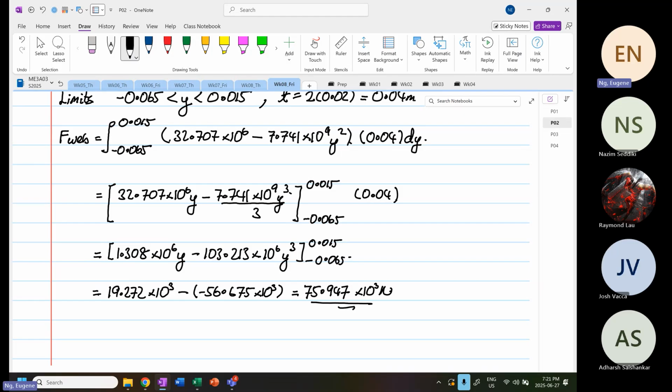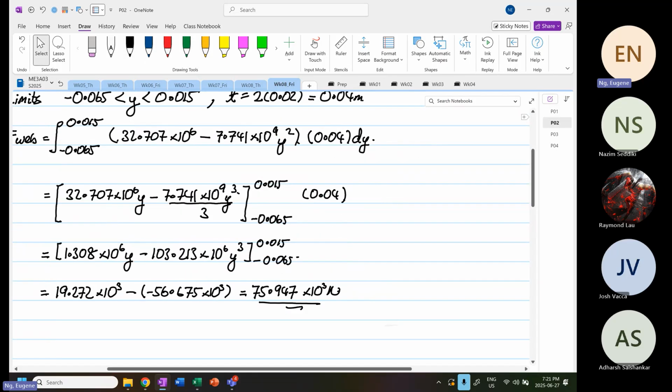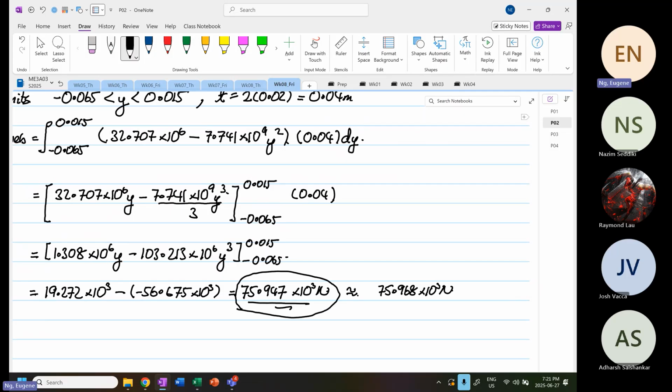If we round off the value, it is 75.968 times 10 to the power 3 Newton. They are almost the same, but slightly different, I think because we have some rounding error. We rounded off to 3 decimal places. That's where the issue comes from.